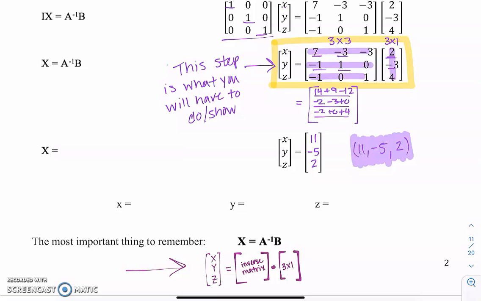The most important thing to remember is how you solve a system of equations. You're setting your variables, x, y, z, equal to the inverse matrix times that 3 by 1 matrix of the values that your equation is equal to. That is how you solve a system of equations. When you are doing this, it will most likely give you the inverse, and then you will use that to go about solving.